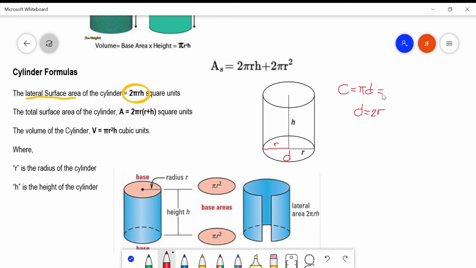Now, by substitution, this becomes pi times the diameter replaced by 2r. By rearranging, this becomes 2 pi r. Okay, that's how we get this 2 pi r here. Let's represent the circumference of the circle as the width of a rectangle times the length or the height. So we have this formula for the lateral surface area. Okay, 2 pi r. So 2 pi r h.